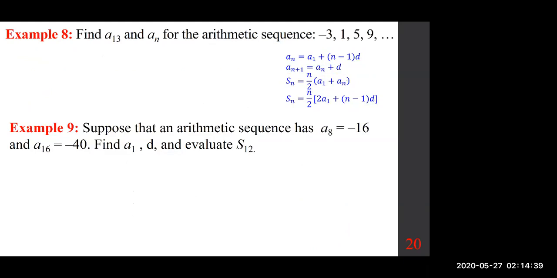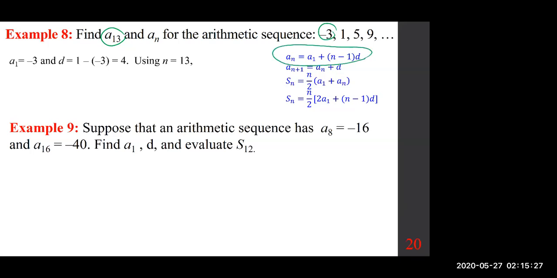So here's the next question. We are given a sequence, which is an arithmetic sequence, and we are going to find a specific term, in this case number 13, and the nth term. First, you need to notice that the first term is negative 3, and the common difference is 1 minus negative 3, which is 4; 5 minus 1 is 4; 9 minus 5 is 4. So you really have to see that you add positive 4 to get to the next one. And so now we are interested in finding a sub 13.